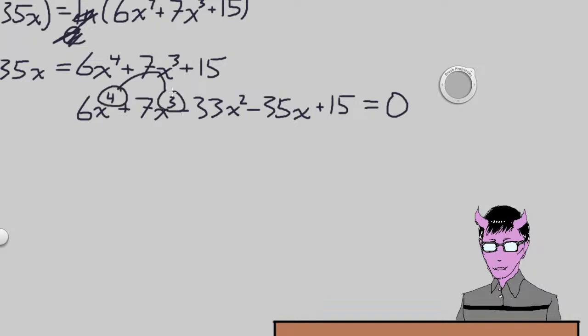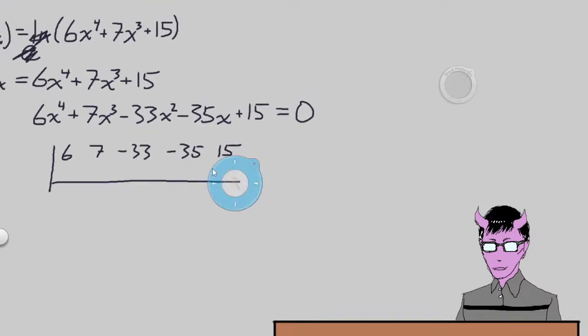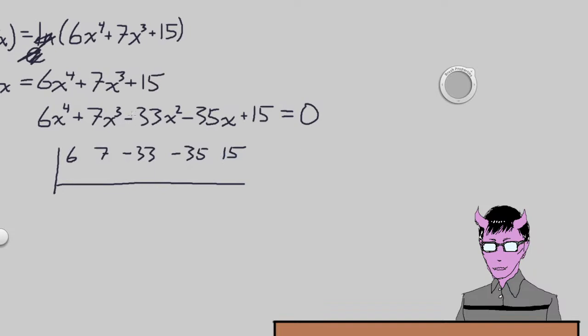We have powers 4, 3, 2, 1, 0, so all terms are present and accounted for. Let's just extract the coefficients now. So 6, 7, negative 33, negative 35, and 15. Prepping for synthetic division work. And factors of 15: 1, 3, 5, and 15. Factors of 6: 1, 2, 3, and 6. Alright, so those are all our possible candidates, plus or minus, of course.